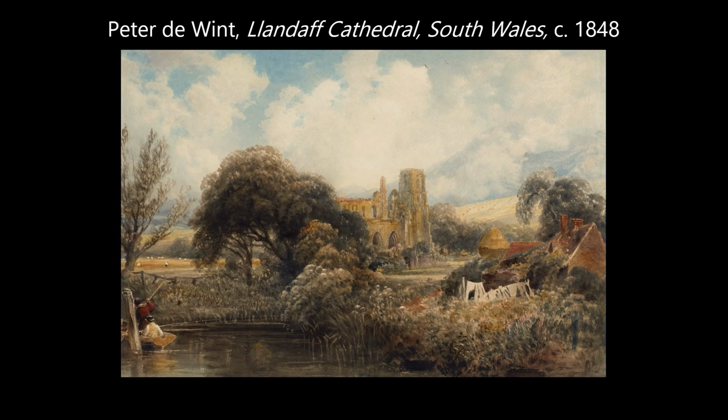The cathedral looks so different in 1848 because it had a collapsed tower and a collapsed roof. And they had begun renovation at about the time that Peter de Windt sketched this. That renovation took about 20 years to complete, and then again in World War II it was heavily damaged and renovated in the mid-20th century.